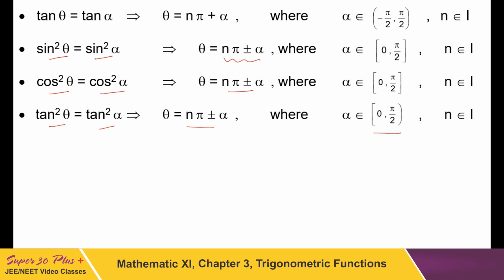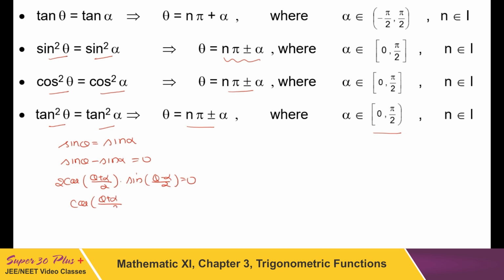Now how can we find the solution of sin theta is equal to sin alpha? Simplify it. It will become sin theta minus sin alpha is equal to 0. Now applying the formula of sin c minus sin d, it is 2 cos c plus d by 2 into sin c minus d by 2. Now what is the solution of cos theta plus alpha by 2 is equal to 0 and sin theta minus alpha by 2 is equal to 0?